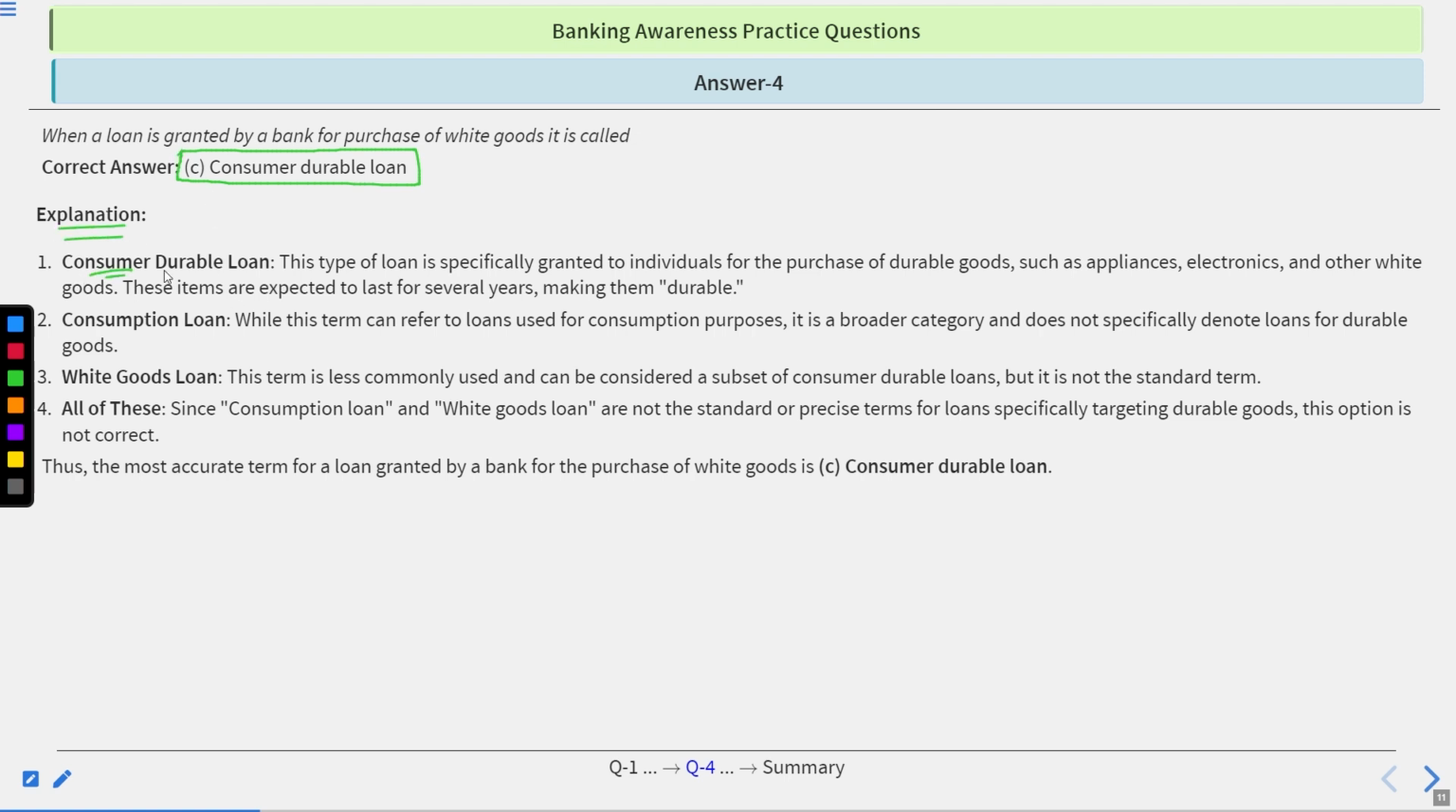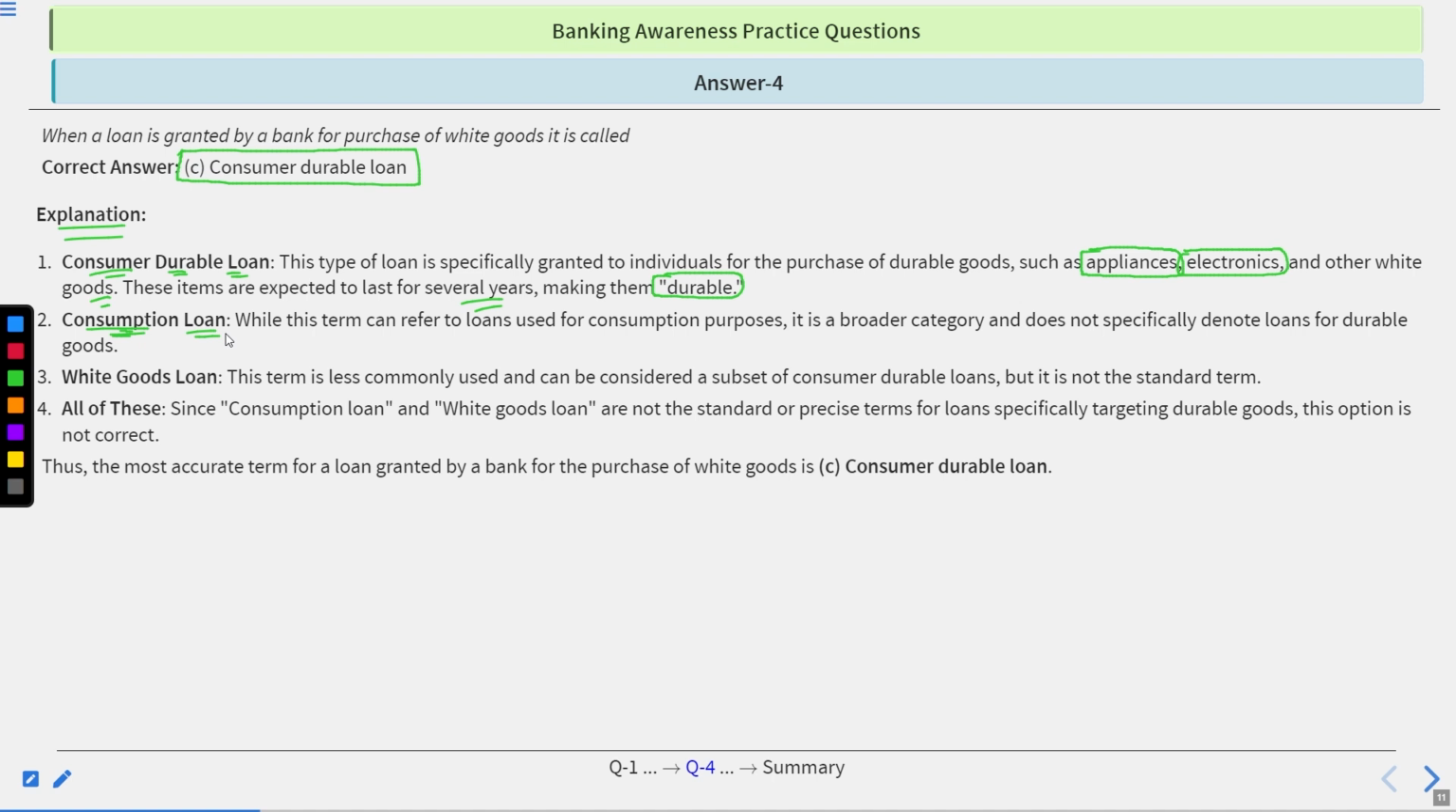Explanation. Consumer durable loan. This is a type of loan which is specifically granted to individuals for the purchase of durable goods like appliances, electronics, and other white goods. These items are expected to last for several years, which makes them durable.